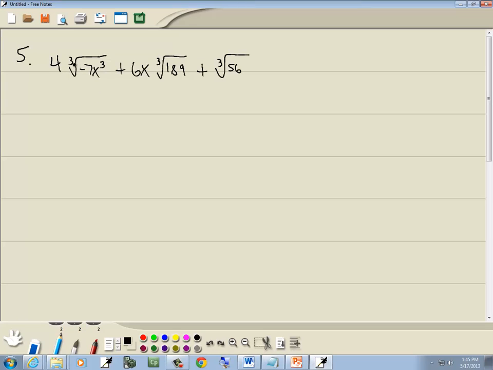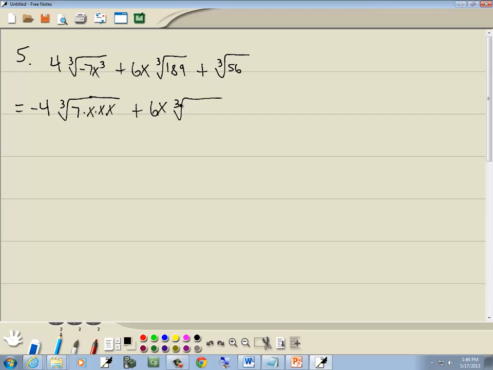Well, to begin with, this first radical has an odd index, and we've got a negative inside. So we can just bring the negative out in front. Then we're left with the cube root of 7x to the third, which means we've got 3 x's, plus 6x cube root of 189.